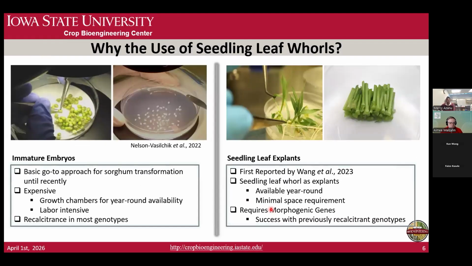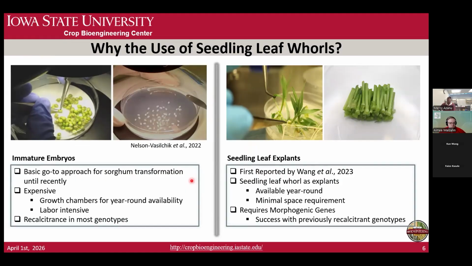So you may ask, how does the seedling leaf whorl explant compare to immature embryos? Because that has been what has been used for over the past 20 years. That has been the basic approach which has been used for sorghum transformation so far, and every sorghum line has immature embryos so far as they make seeds, right? But one thing that has persisted is the recalcitrance of some genotypes to transformation.